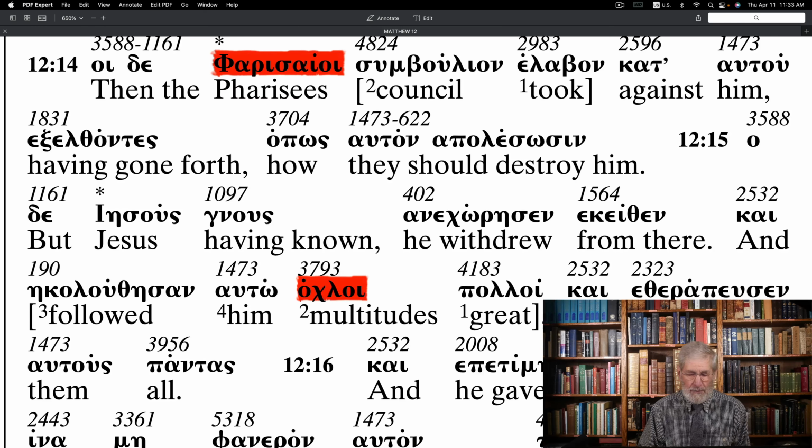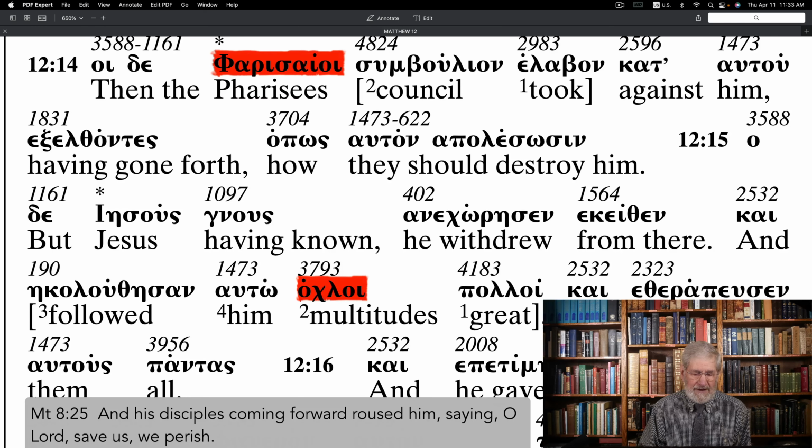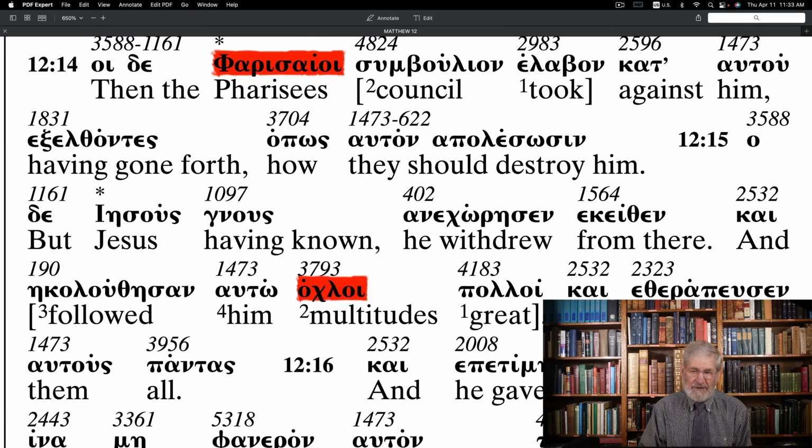But then in Matthew 8:25, it says, "And his disciples coming forward roused him, saying, O Lord, save us, we perish." This was in the boat that was being flooded, and they woke up Jesus. Save us, we perish. It didn't say they're being destroyed. They perish. So there's another word. It can be either way. To me, you have to choose which one would be the best for the context and using it in English.